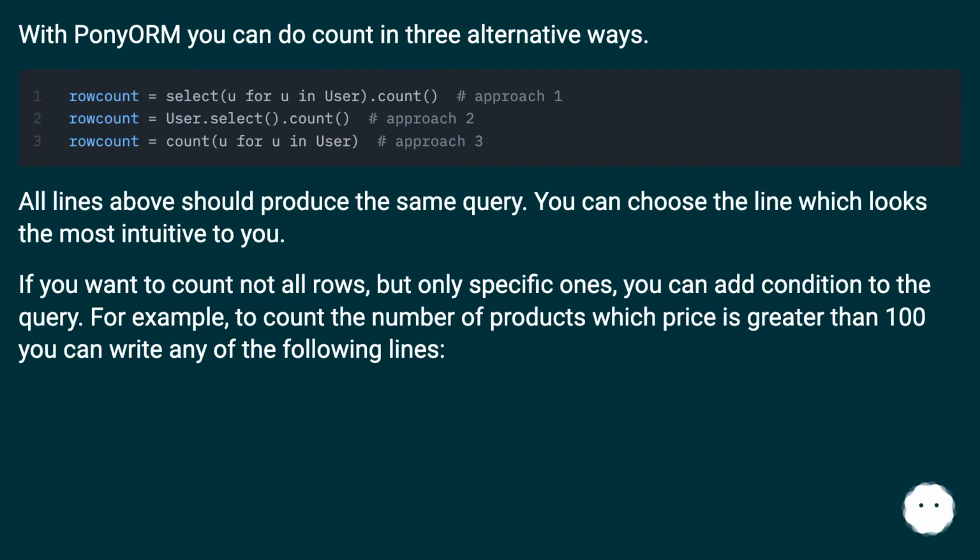If you want to count not all rows, but only specific ones, you can add a condition to the query. For example, to count the number of products whose price is greater than 100, you can write any of the following lines.